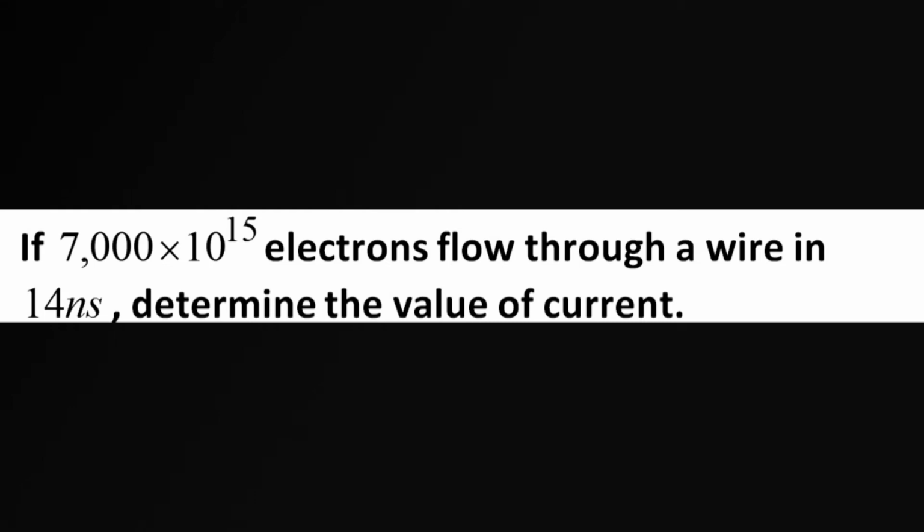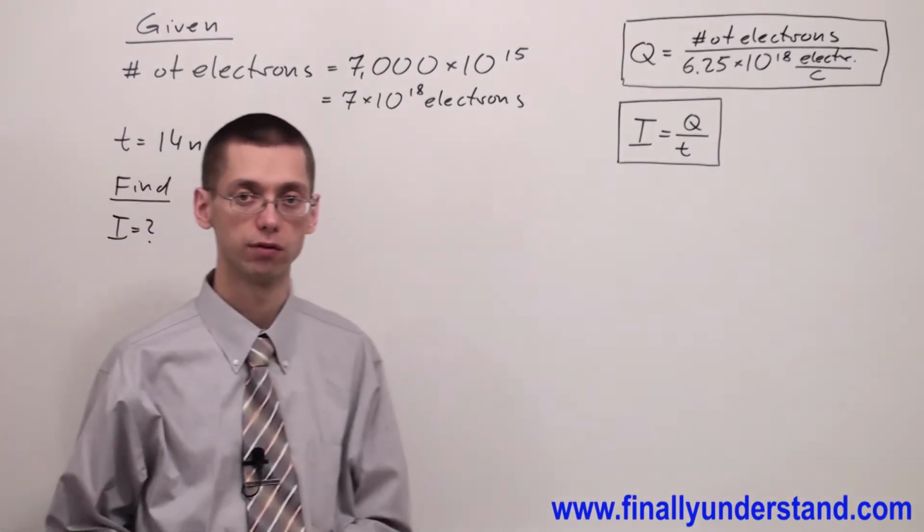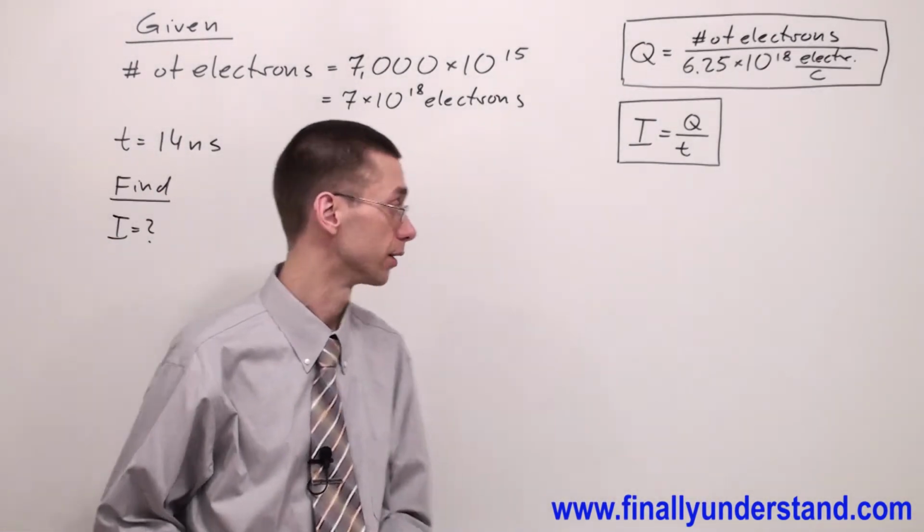7,000 times 10 to 15 electrons flow through a wire in 14 nanoseconds. Determine the value of current. First, you have to write everything that is given and what we're supposed to find.